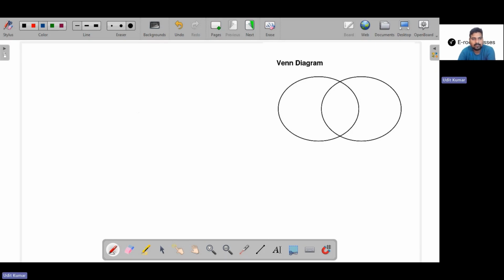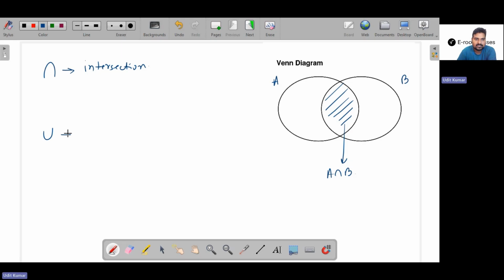So before we start, let's understand some notations. This means the symbol of intersection, which represents the common part of any two sets. For example, if I take sets A and B, then this portion represents A intersection B.